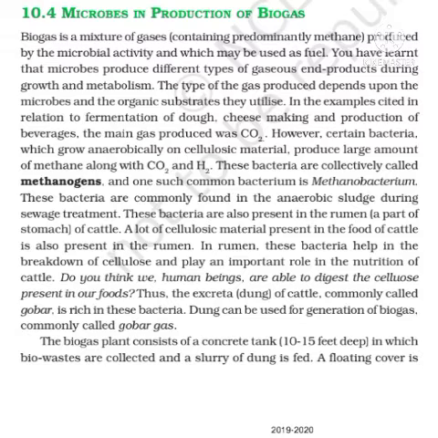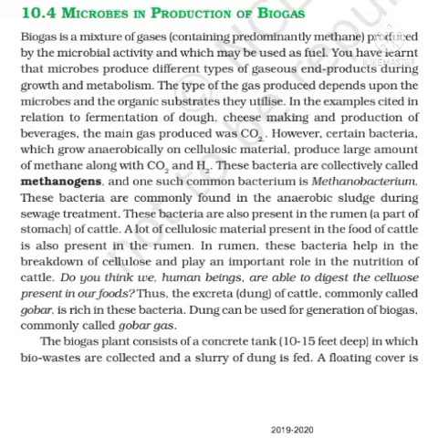In the examples cited in relation to fermentation of dough, cheese making, and production of beverages, the main gas produced was CO2. However, certain bacteria which grow anaerobically on cellulosic material produce large amount of methane along with CO2 and H2. These bacteria are collectively called Methanogens, and one such common bacterium is Methanobacterium. These bacteria are commonly found in anaerobic sludge during sewage treatment.